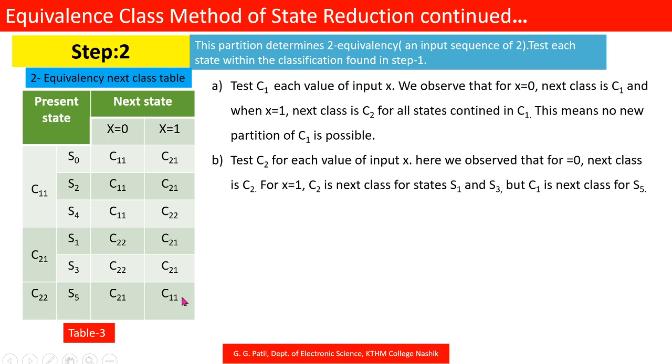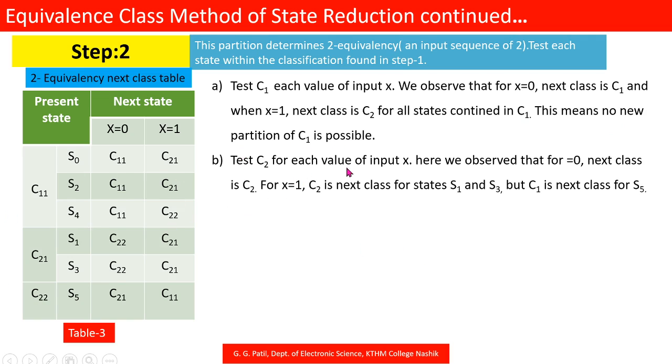By considering the state table first, we can enter the values in this column. So it appears like this. The same thing is written here. Just go through it. Test C1 for each value of input x: for x equals 0, the next class is C1, and when x equals 1, the next class is C2 for all states contained in C1. This means no new partition of C1 is possible. That is clear from here.